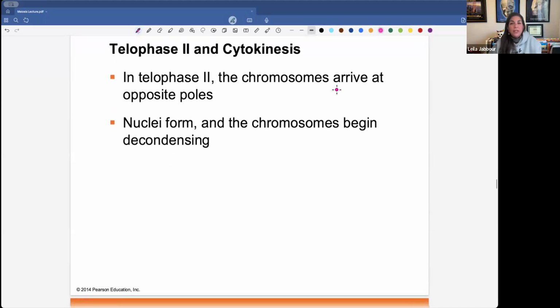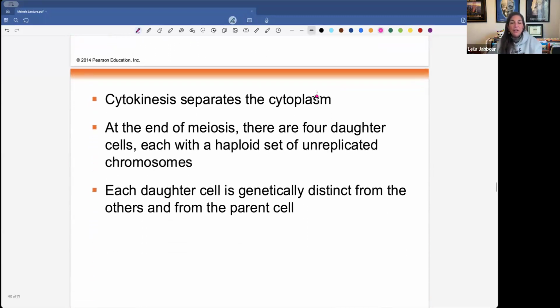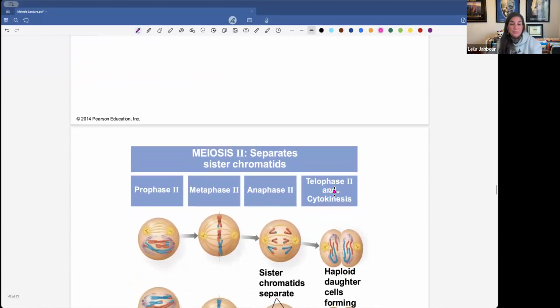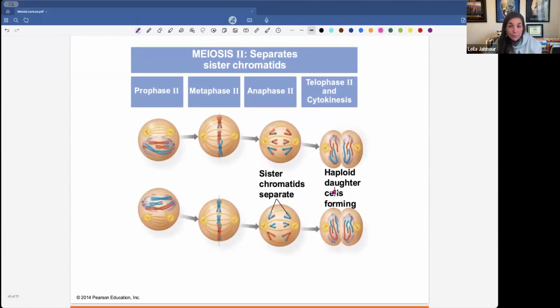And in telophase and cytokinesis, we are finishing up the look of these cells by giving them a nucleus each and splitting them completely apart from each other. Separation of the cytoplasm is called cytokinesis. So at the end of meiosis, we have 4 daughter cells, each with a haploid set of unreplicated chromosomes. That's it. And each daughter cell is genetically distinct from the others and from the parent cell. So these are diagrams for meiosis 2.